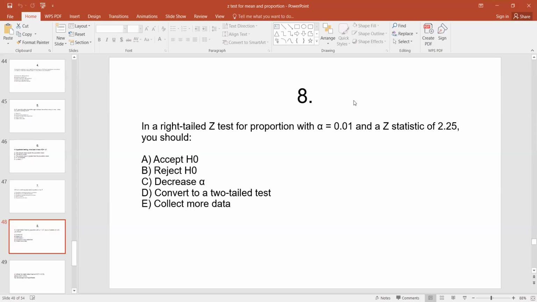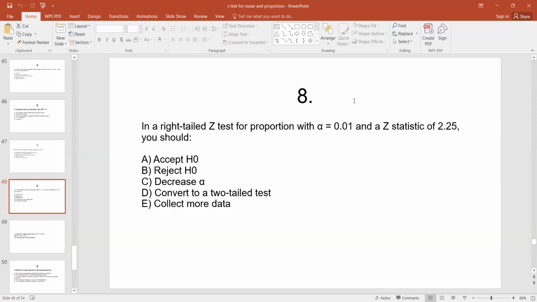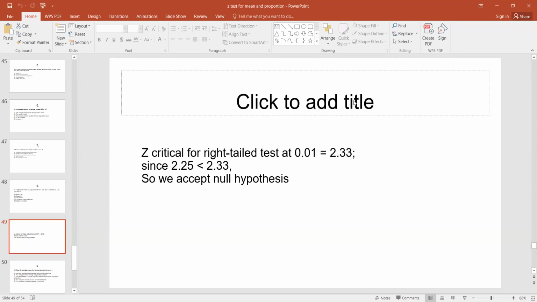Z critical for right tail test at 0.01 is equal to 2.33. Since 2.25 is less than 2.33, we accept the null hypothesis, and A is the right option.